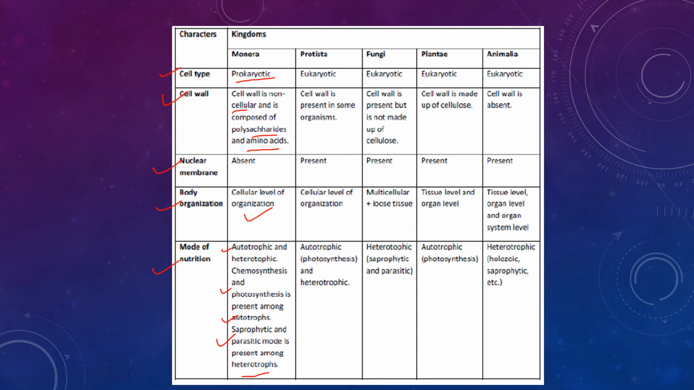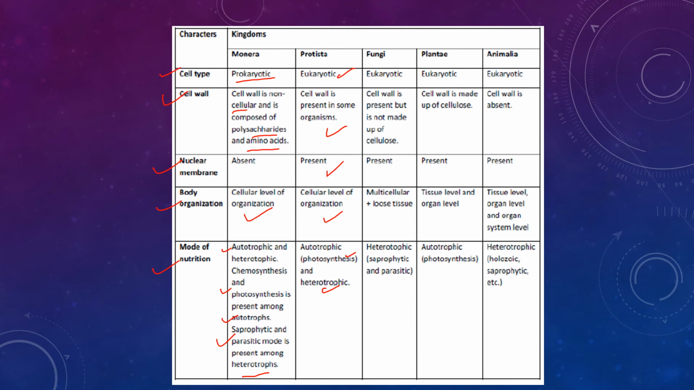Next, Protista. The cell type: they are eukaryotic in nature. Cell wall is present in some of the organisms. Nuclear membrane is present. Body organization is in the form of cellular organization. Mode of nutrition is autotrophic and heterotrophic. It is photosynthetic when it is autotrophic in nature.